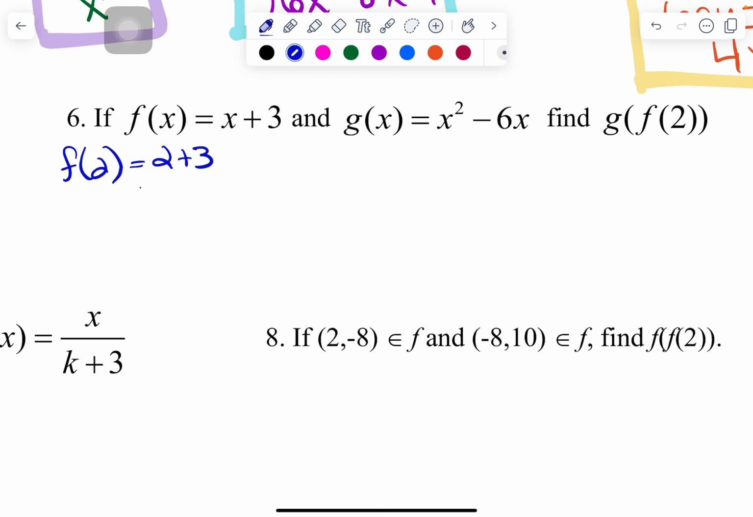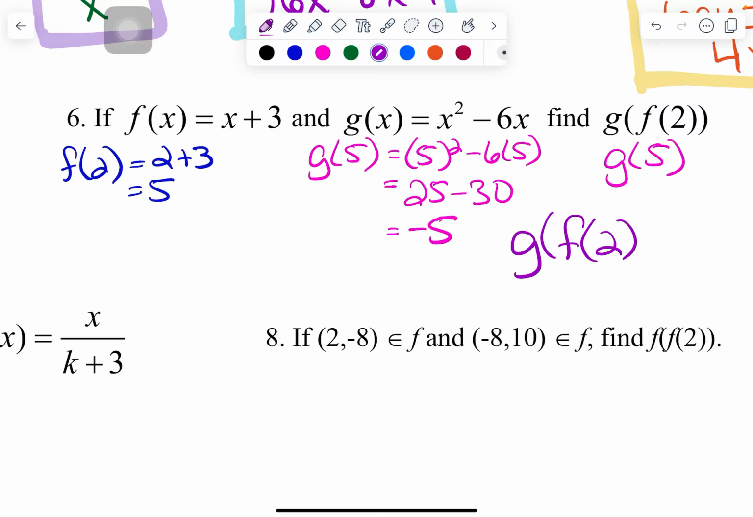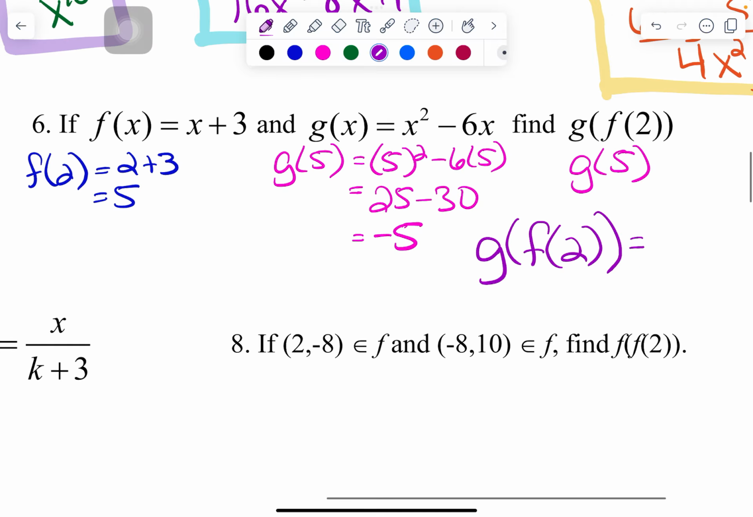So 2 plus 3, well, that's going to be 5. So that means it's going to be finding g of 5. Well, g of 5 equals 5 squared minus 6 times 5. Well, 5 squared is going to be 25. 6 times 5 is 30. So 25 minus 30 would be negative 5. So all together, final answer here, g of f of 2 equals negative 5.